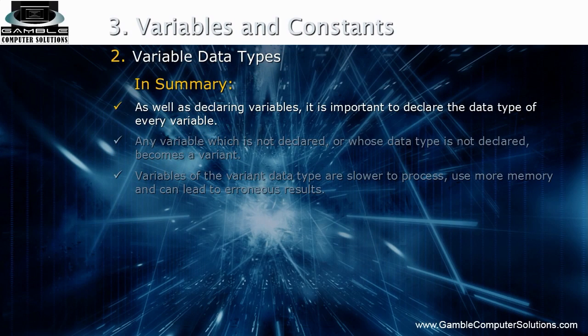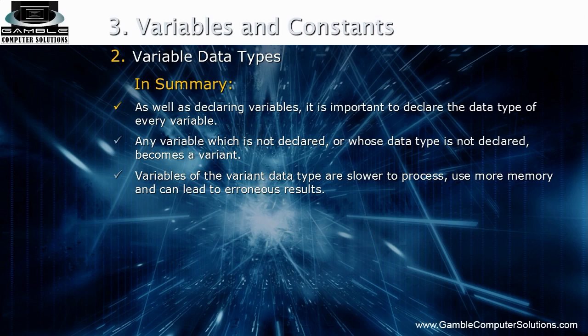As well as declaring variables, it is important to declare the data type of every variable. Any variable which is not declared, or whose data type is not declared, becomes a variant. Variables of the variant data type are slower to process, use more memory, and can lead to erroneous results.